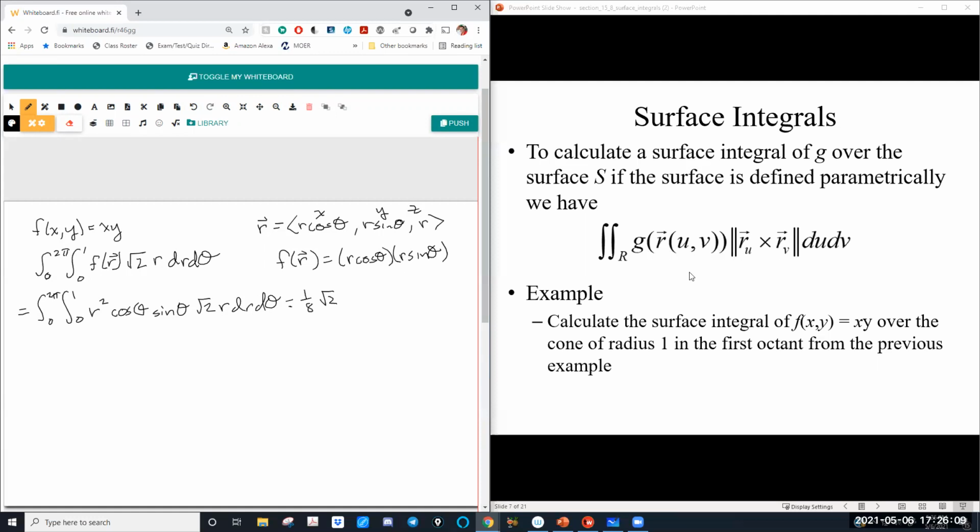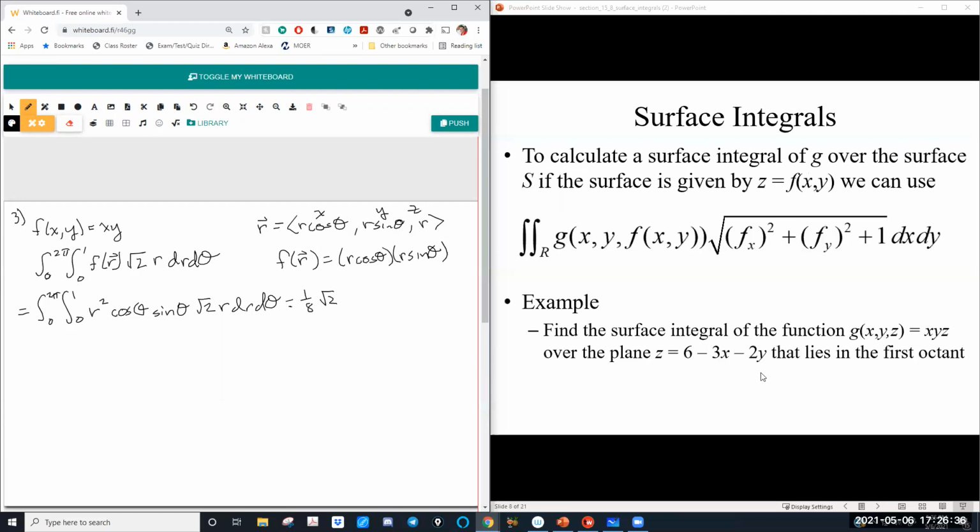But the steps are the same, and that's the part I want you to see. Because if you can set up the integral, we always have technology to help us calculate it. So your main job is setting up the integrals. So that was example 3. All right, let's go on to the next example.